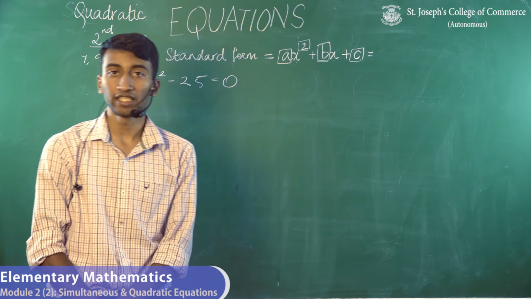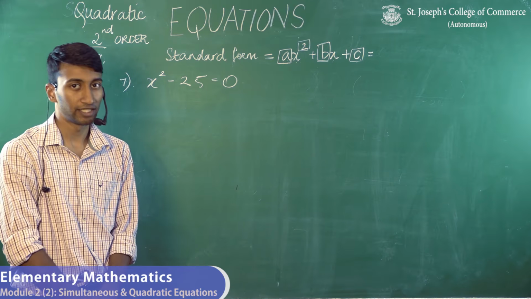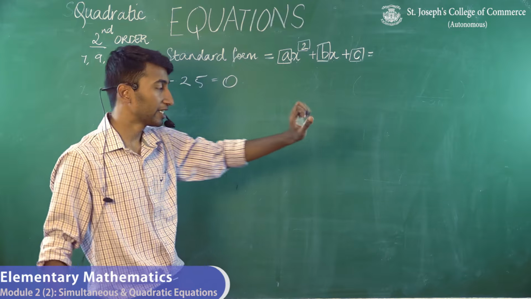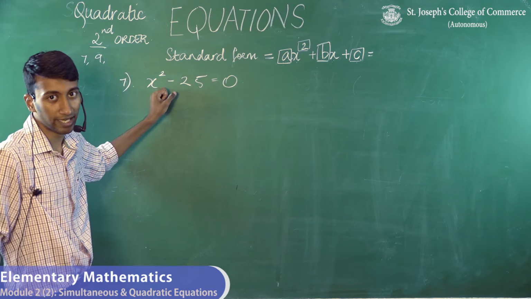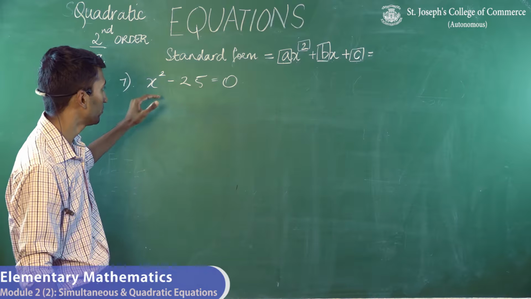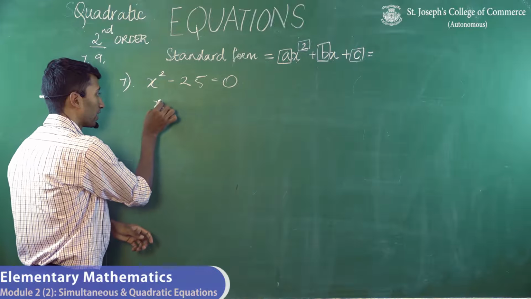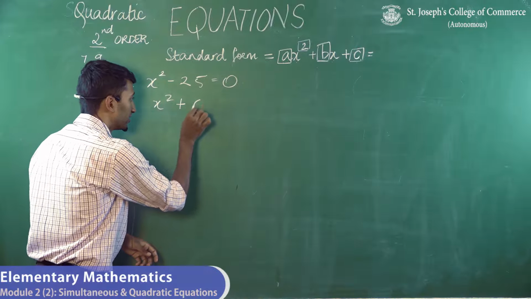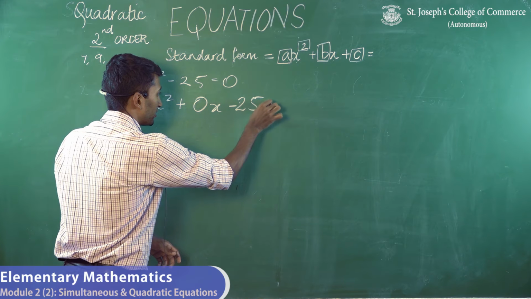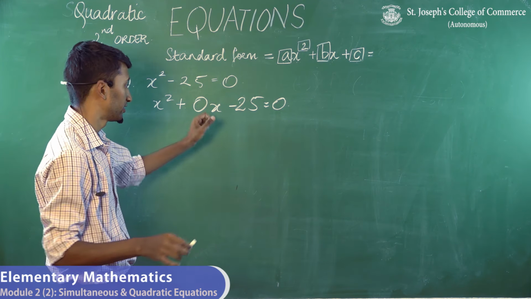So now we will do the seventh sum in the module. The seventh sum is x square minus 25 is equal to 0. It's not in the form ax square plus bx plus c, but it is of the second order because it is x square. So in step 1, we convert this into the standard form: x square plus 0x minus 25 is equal to 0. This does not change anything since it's 0x.